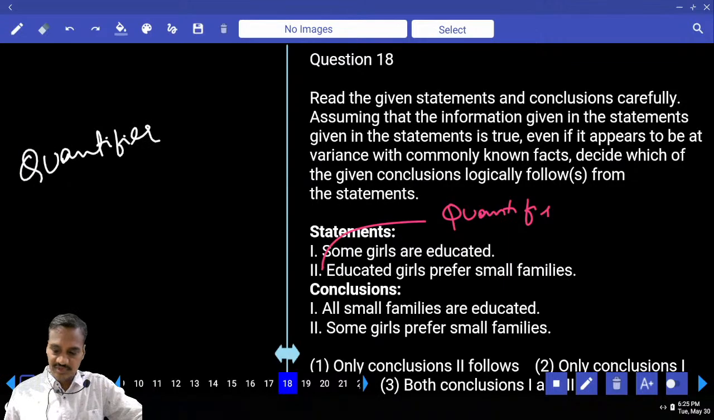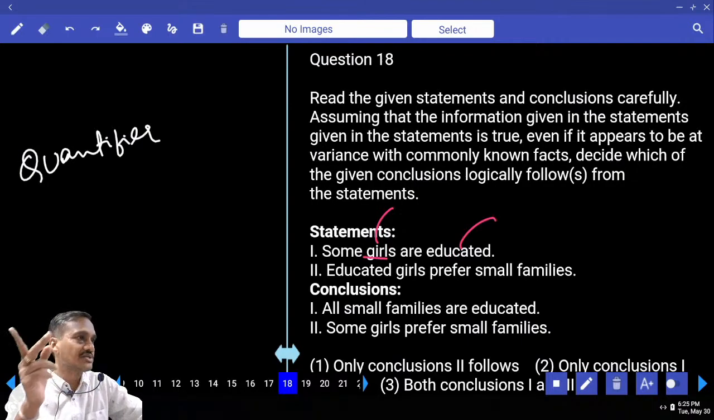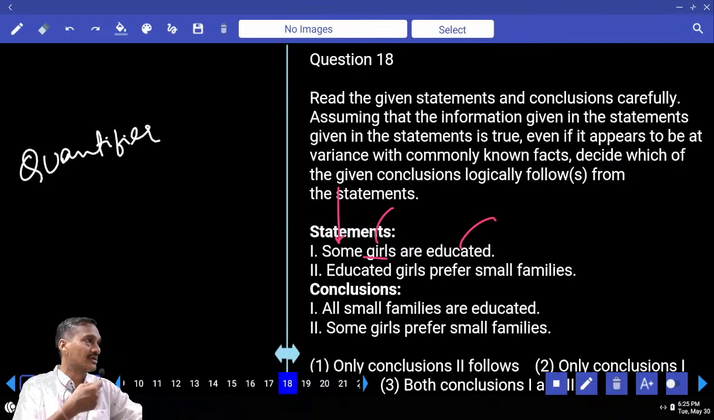Now in this statement we have some girls are educated, and this is the subject, girls is the subject, educated is predicate. How many girls are educated? That is determined by the first word. That's what we call it as quantifier. Quantifier determines how much part of subject related to the predicate.